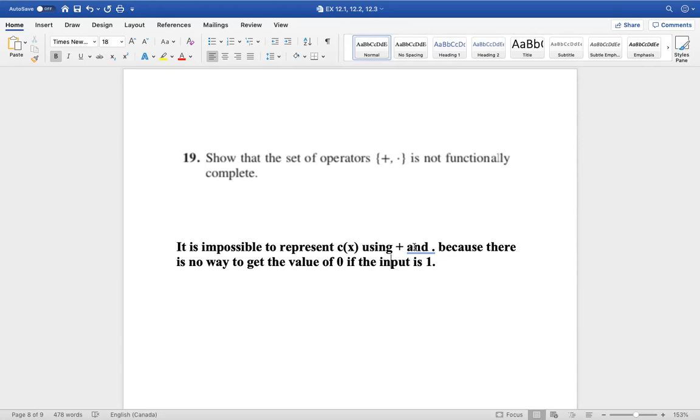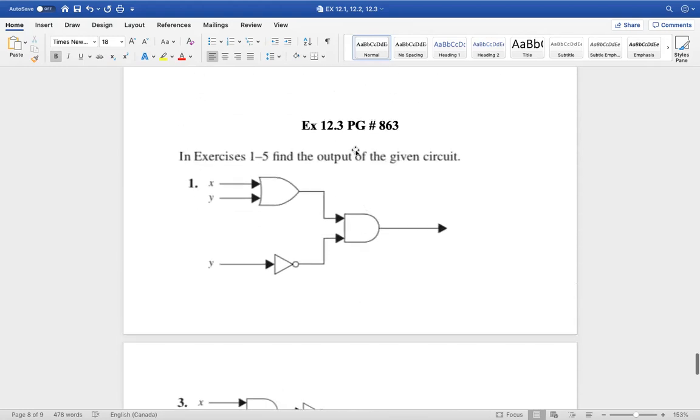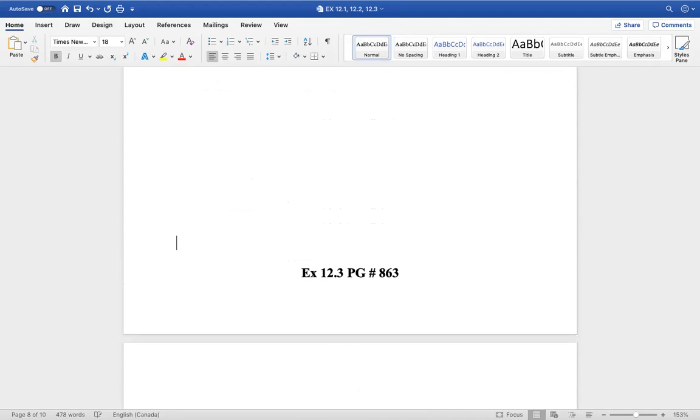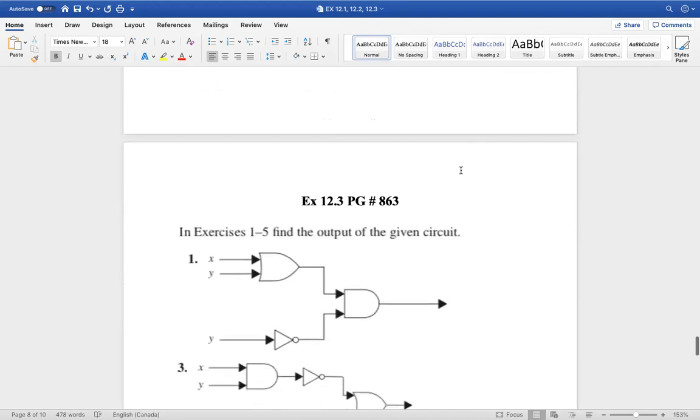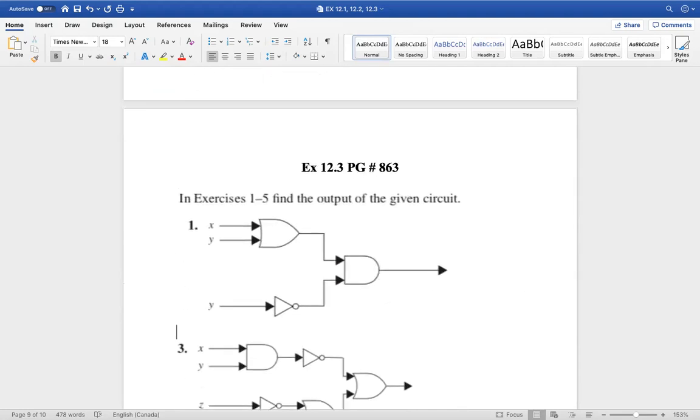Okay, all right, let's move on to the next exercise. This is around the logical gates. This is exercise 12.3, available on page number 863 of the textbook. Let's take the first question here. We have to find the output of the given circuit.